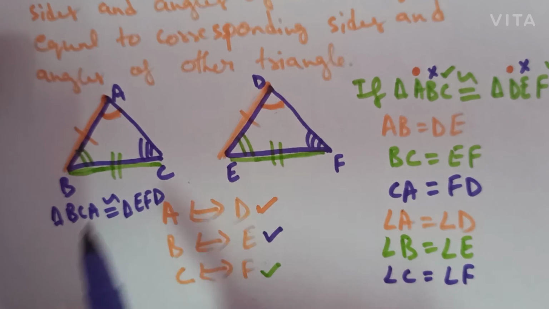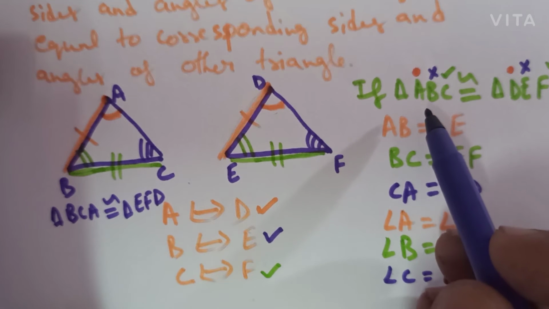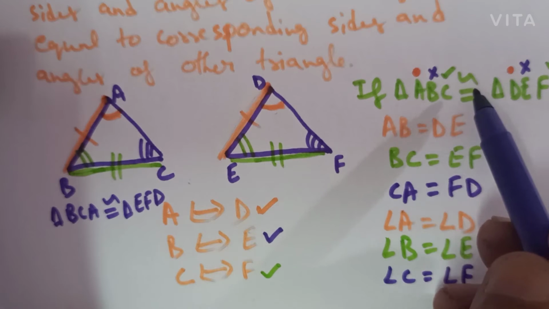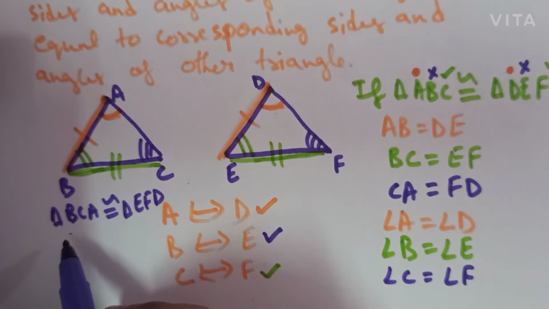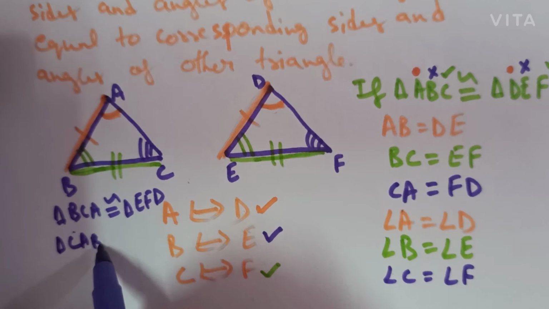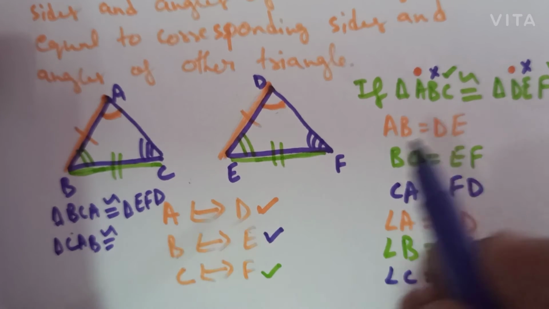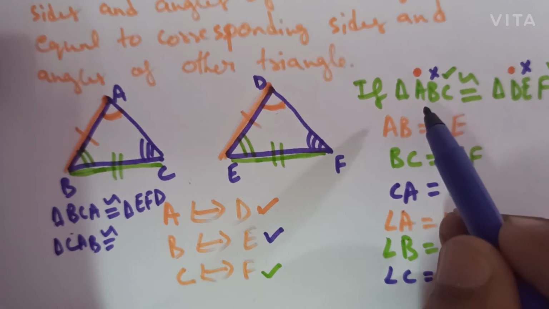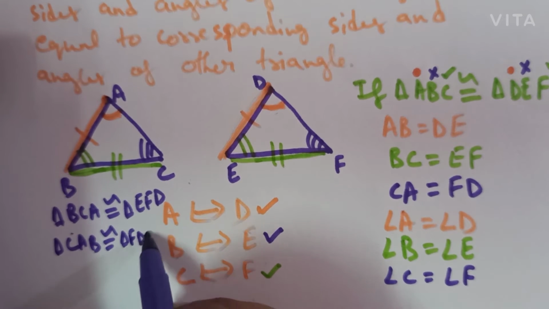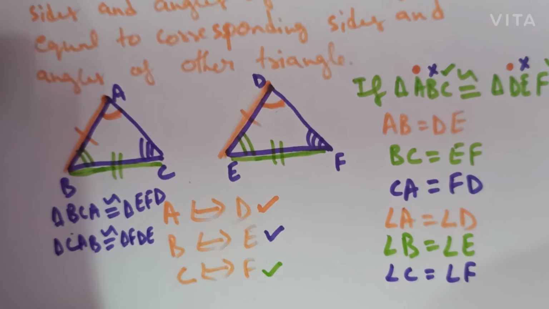So this is correct. And we can also write it as, if we put AB on the side of C, that is CAB, triangle CAB matches with triangle FDE. So this is also correct, since the corresponding vertices are matching with each other.